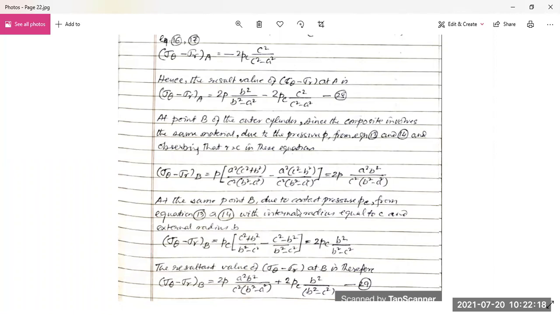And at the same point B, due to the external pressure PC from equations 13 and 14, with internal pressure equal to PC and external pressure equal to zero, what will happen? In the case of PC, we have to put the values here, and we get 2 PC B square divided by B square minus C square. The resultant value of sigma r minus sigma theta is obtained. Therefore, this equation plus this equation itself. So at the point B, we have this due to the effect of P, and this due to the effect of PC.